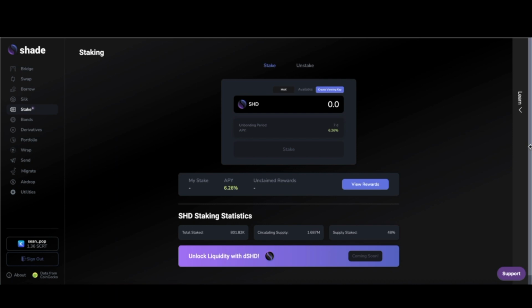Next is the option to stake. This is where you can stake shade. You can lock it up with a 7-day unbond period and earn yield on it. What's really unique about shade is that all this yield, these rewards you're getting, they are real. You're earning a share of the protocol revenue when you stake shade.